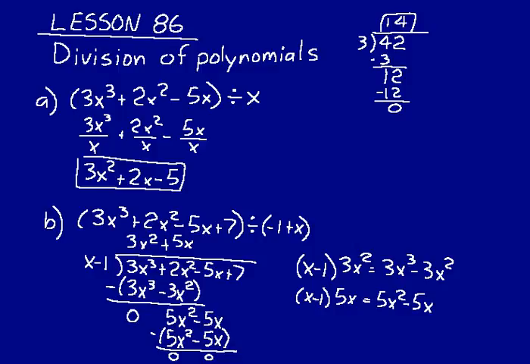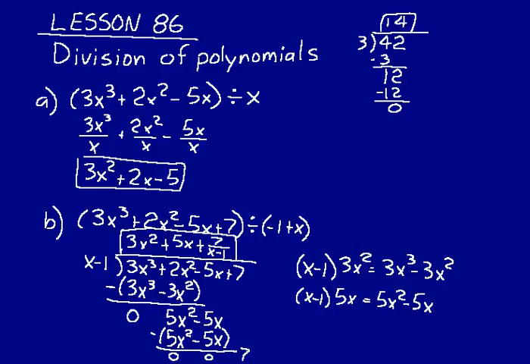And then what we have left is a 7. We bring that down. X minus 1 can't go into that any, so that's our remainder, 7 over x minus 1. So there's our answer right there that I'm putting the box around: 3x squared plus 5x plus 7 over x minus 1.